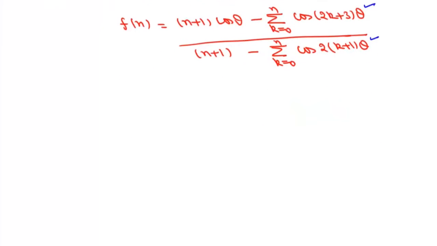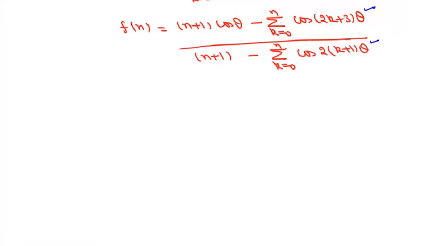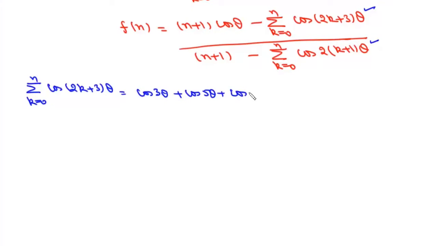Now this first summation is summation k varies from 0 to n of cos(2k plus 3)theta. Now if we put k as 0, it will be cos 3 theta, cos 5 theta, cos 7 theta, up to cos(2n plus 3)theta, where angles are in AP.